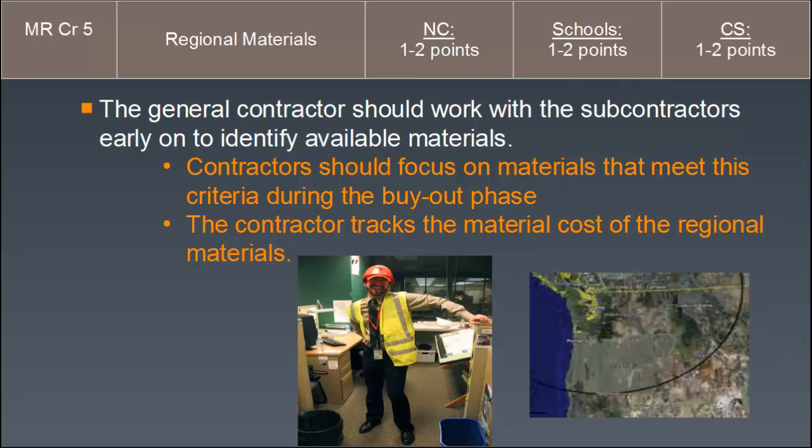The contractor should especially focus on materials that meet this criteria during the buyout phase. And then the contractor needs to track the material costs of the regional materials. As you see in this image, it's good to give a Google Earth image with a radius to show a general idea of what regional material means with that 500-mile radius.